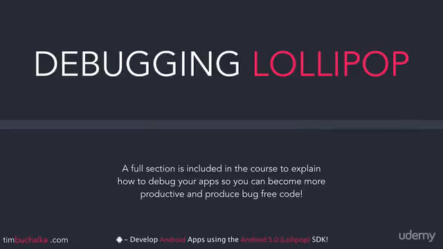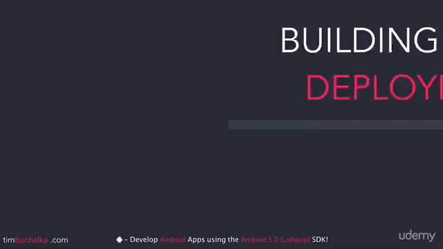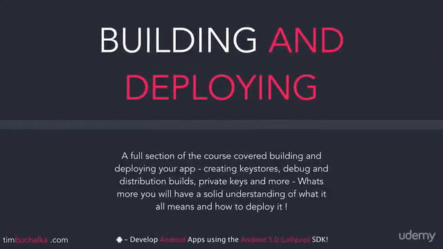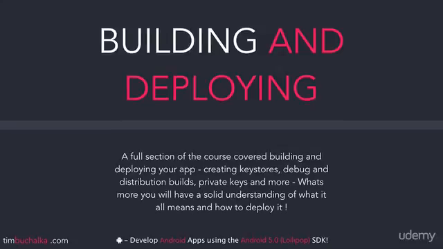A full section is included in this course to explain how to debug your app so you can become more productive and produce bug-free code or as near as possible. Building and deploying is a full section of the course covering building and deploying your app. That's creating key stores, debugging distribution builds, private keys, what all this means essentially. So you'll find out how to do it, but you'll also come away with a solid understanding of why you're doing it as well, which obviously is critical to your understanding to becoming a proficient Android developer.